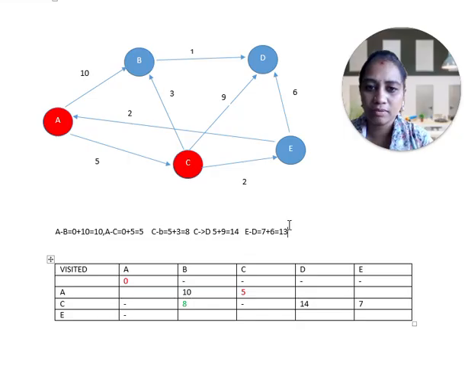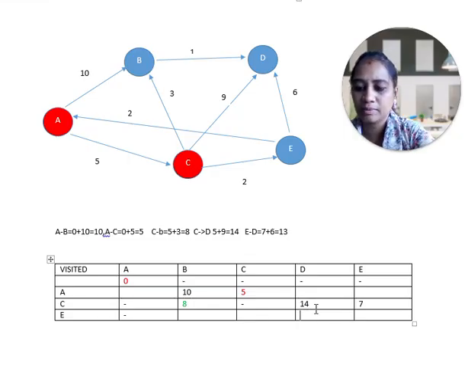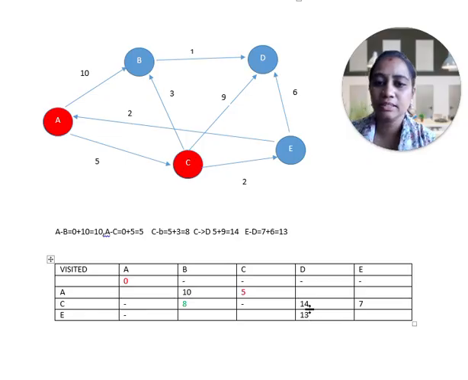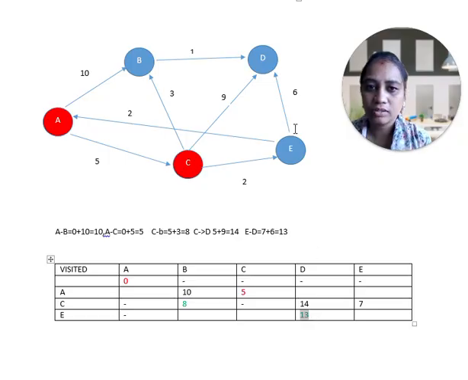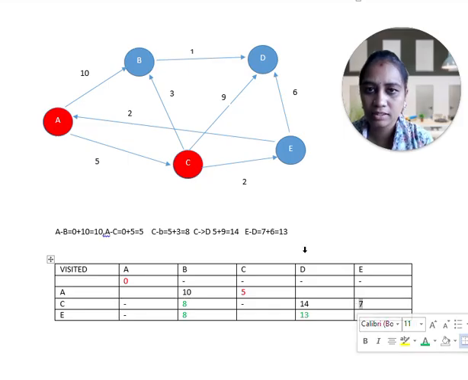So what is the value of D now? D's previous value was 14. Now it is updated to 13 since it is lesser. If it is more, then you need not update this. Updated to 13. So this is the only way we had. So we have done. Then 8 is not visited, write 8 as it is. Then 7 is already selected as visited, so this also we cannot consider.